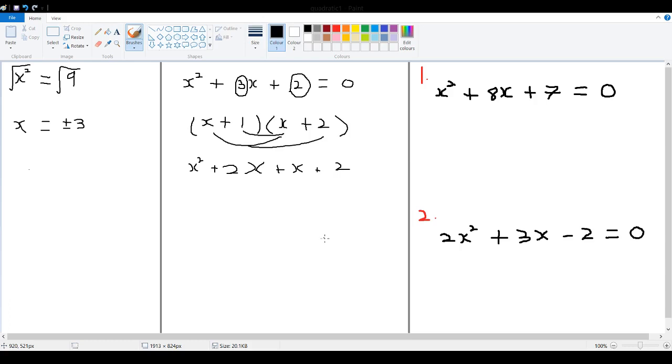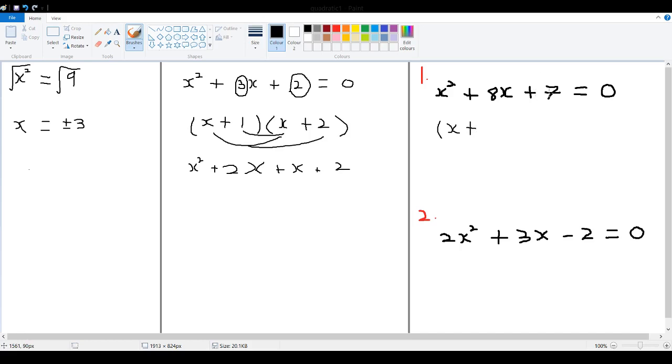Okay, hope you're ready to see the solution to these equations. So we'll start with number 1. We have x squared plus 8x plus 7 is equal to 0. And we want to factorize this equation here. So we start off with our brackets, with our x and our plus. Now, what number do we want? Well, 7. We want to get 7. What numbers multiply to give 7?